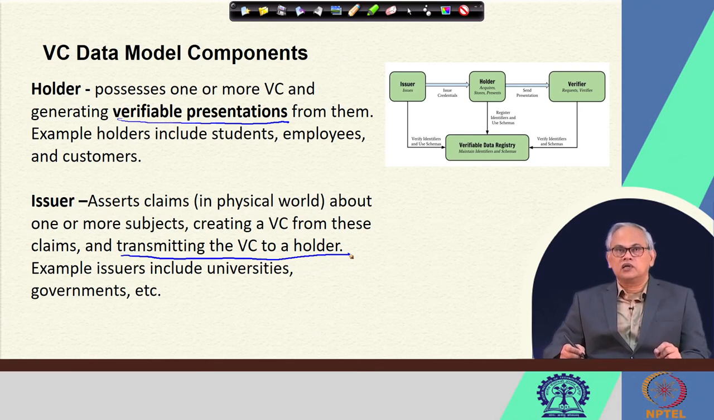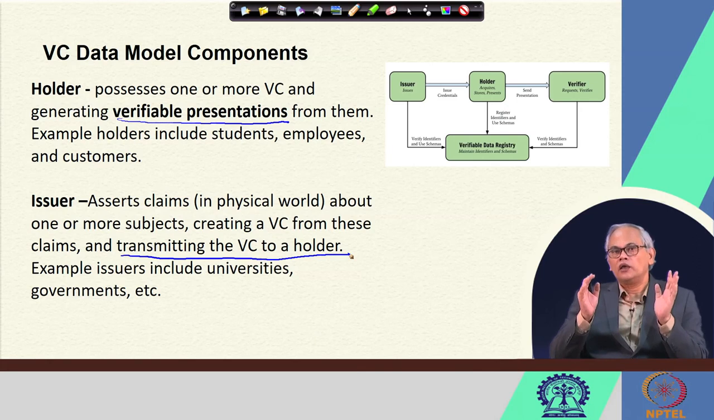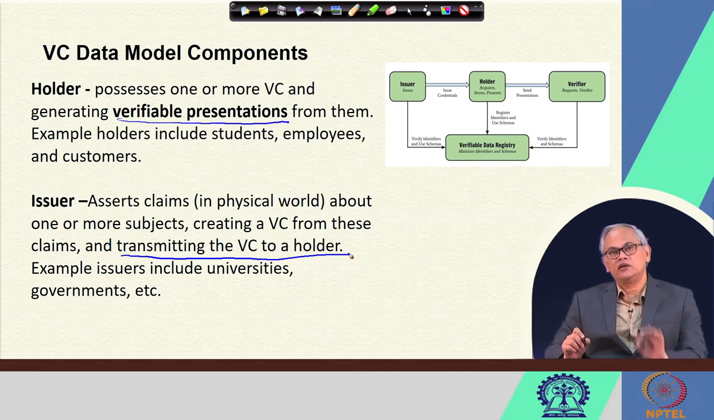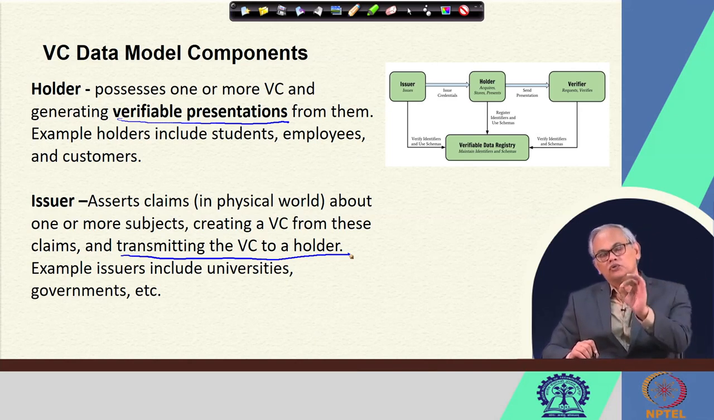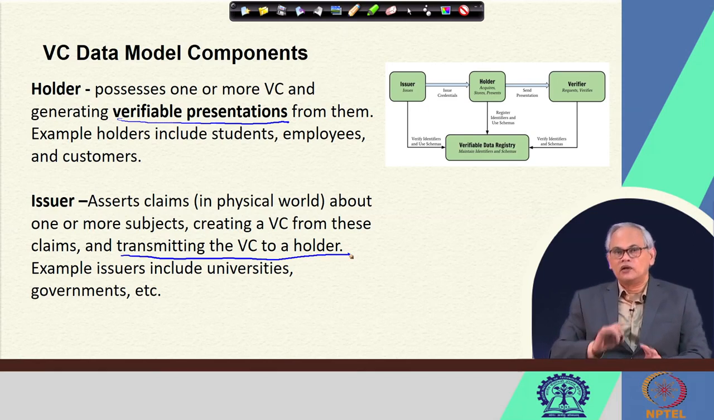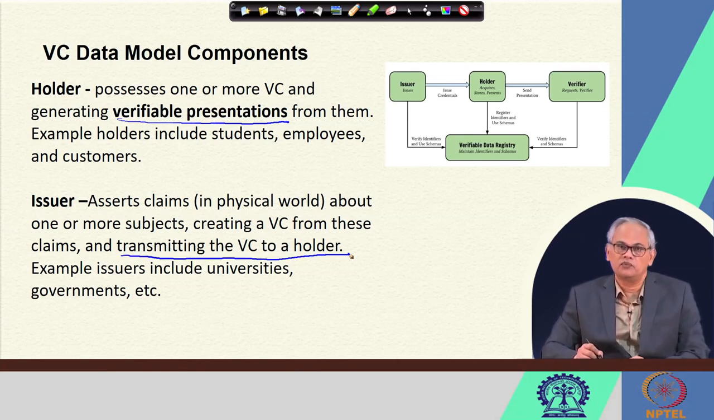What we need to keep in mind is that these VCs are issued to the holder, and once issued, the holder maintains that VC. The issuer is not going to keep a copy of the VC issued to a holder in the verifiable data registry. We should be very clear about that. The verifiable credential is not maintained in the verifiable data registry. The verifiable data registry is used only for maintaining the identifiers and the schema. So, the issuer issues the VC to the holder, but the identifiers and all which will be used for validating these VCs are maintained in the verifiable data registry.